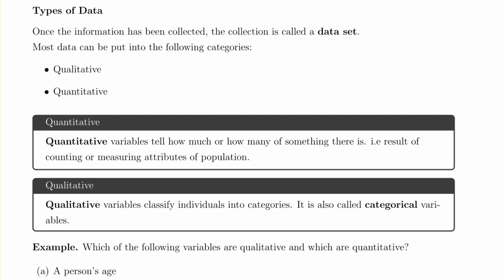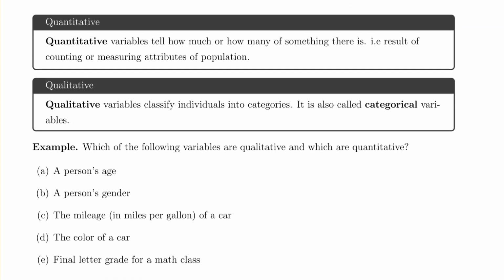In this video, we'll look at types of data. Once the information has been collected, the data collection is called a dataset. Most data can be put into the following categories: qualitative or quantitative. It is important for us to identify the data type because, depending on the data type we have, the way we organize and interpret will also be different. So let's look at quantitative.